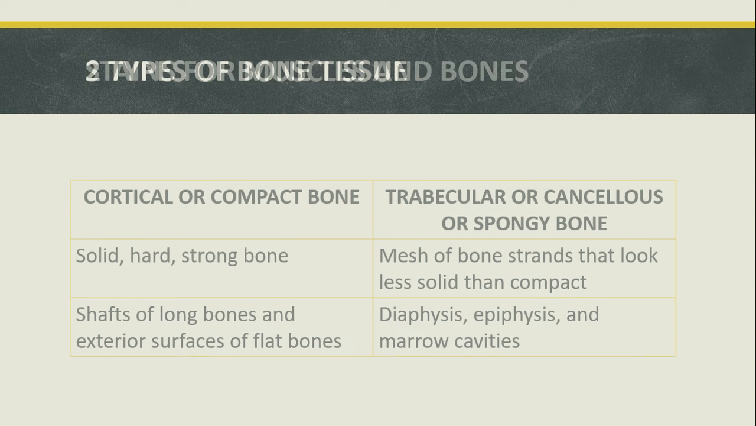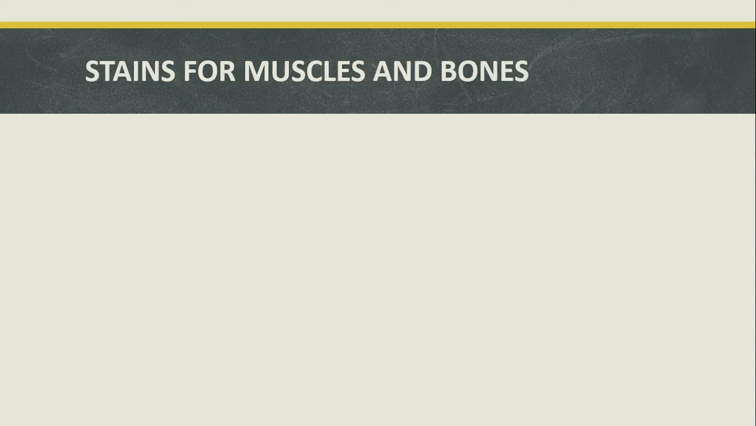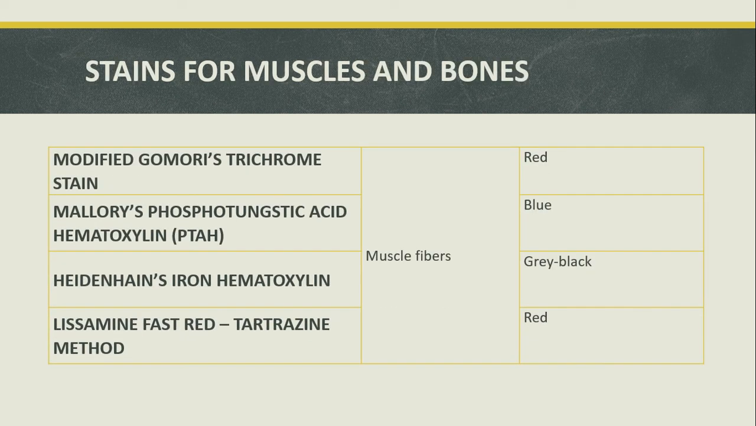Let us now go to the different stains for our muscles and bones. The stains used for muscle fibers are the following: modified Gomori's trichrome stain, Mallory's phosphotungstic acid hematoxylin, Heidenhain's iron hematoxylin, and Lissamine fast red tartrazine method.